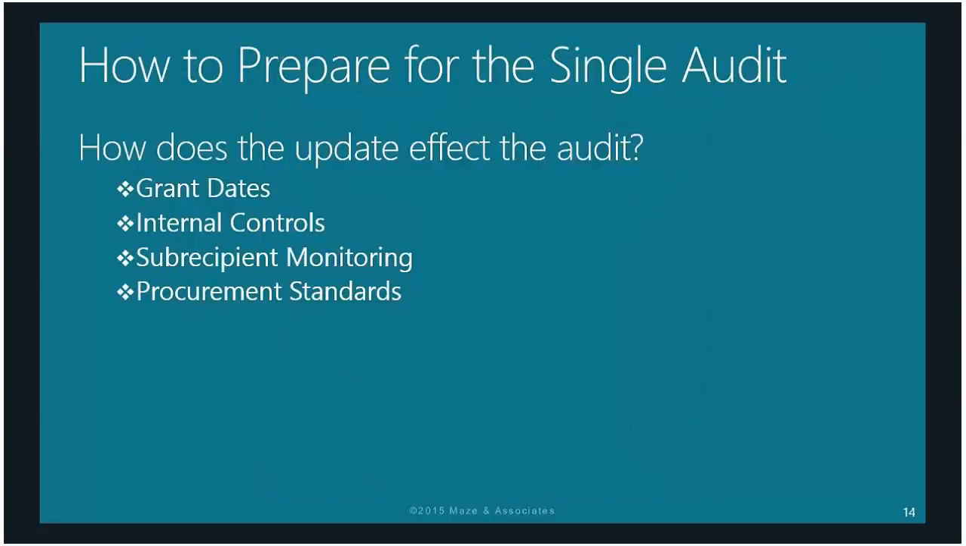So how does the update affect the audit? Of course, we'll go over again the grant dates, which will allow you to determine whether or not your grant is under the old OMB or the new uniform guidance. We'll also go over internal controls and the importance of internal controls. And again, subrecipient monitoring and the procurement standards.